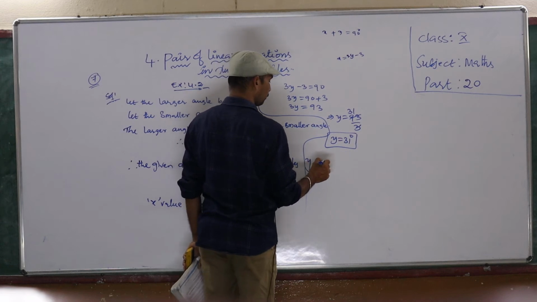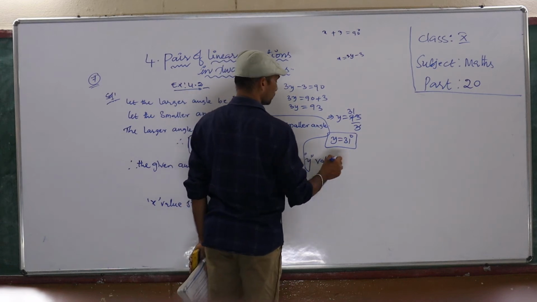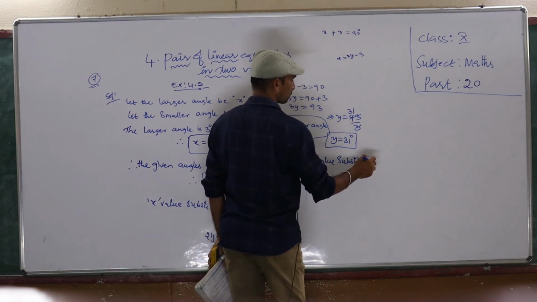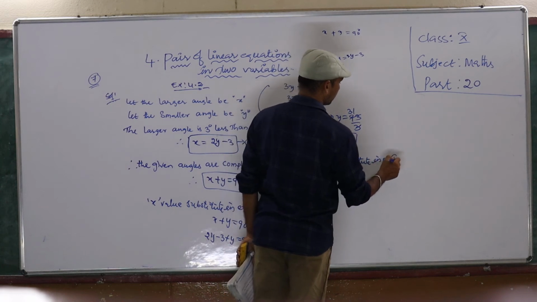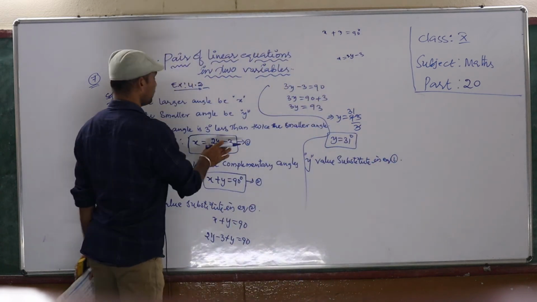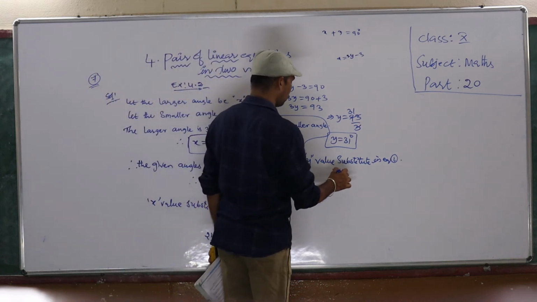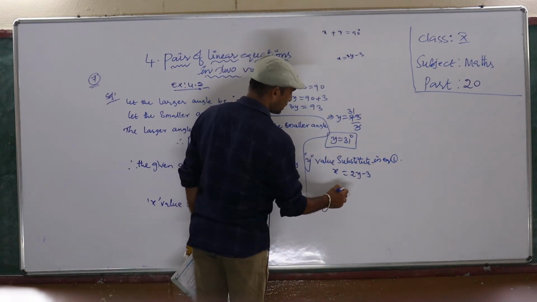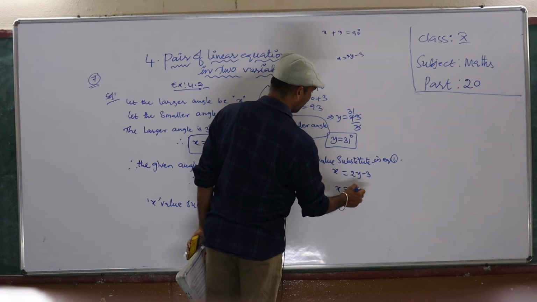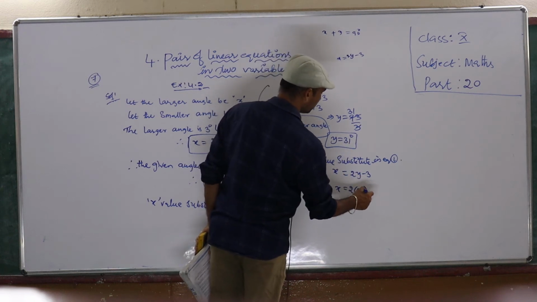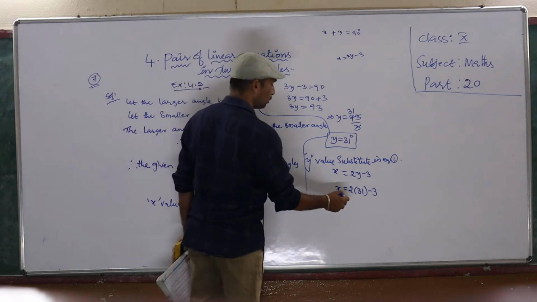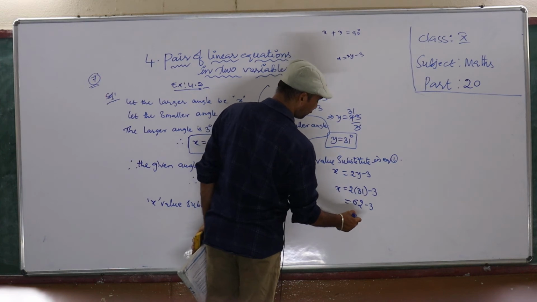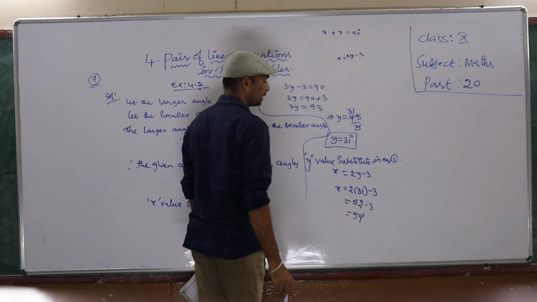Then substitute the y value in equation number 1. What is the first equation? Then x is equal to 2y minus 3. Then x is equal to 2 into the y value, how much? 31 minus 3. So now 31 into 2, 62 minus 3. Then 59 degrees. Okay, children?